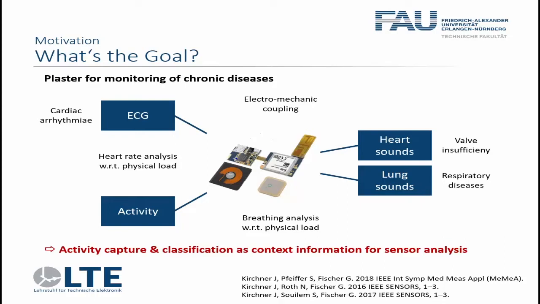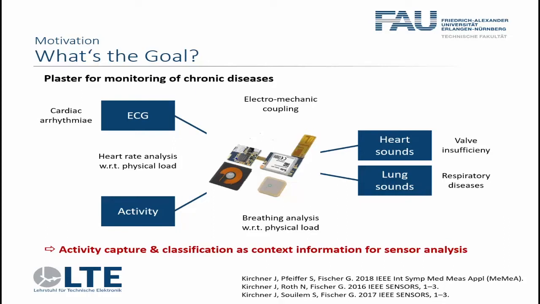So we added, or are currently adding, different sensors, so mainly the ECG, a microphone for heart and lung sounds, and activity, which is the focus today. Now, with the different sensors, you have different applications, of course. So ECG for cardiac arrhythmia, heart and lung sounds for valve insufficiencies and respiratory diseases. But the big benefit comes if you fuse the data.